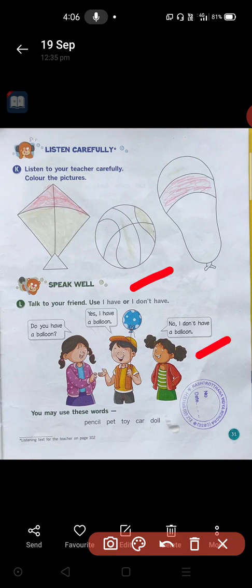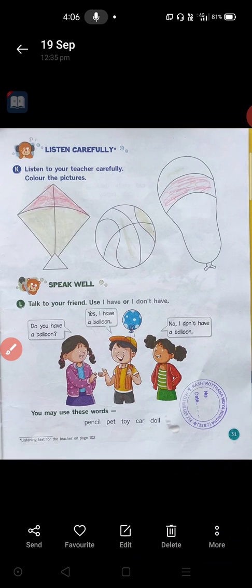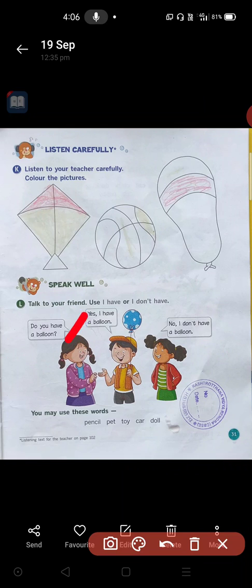Okay, speak well. You can talk with your friends like this. Do you have a balloon? She is asking that boy, do you have a balloon? Then he says, yes, I have a balloon. Then this girl replies, no, I don't have a balloon. So look at that conversation. It means they are talking to each other. This girl is asking, is there a balloon with you? The boy has a balloon in his hand, so he says, yes, I have a balloon. Then this girl is not having that balloon, so she must say, no, I don't have a balloon. Like that you can use these words.